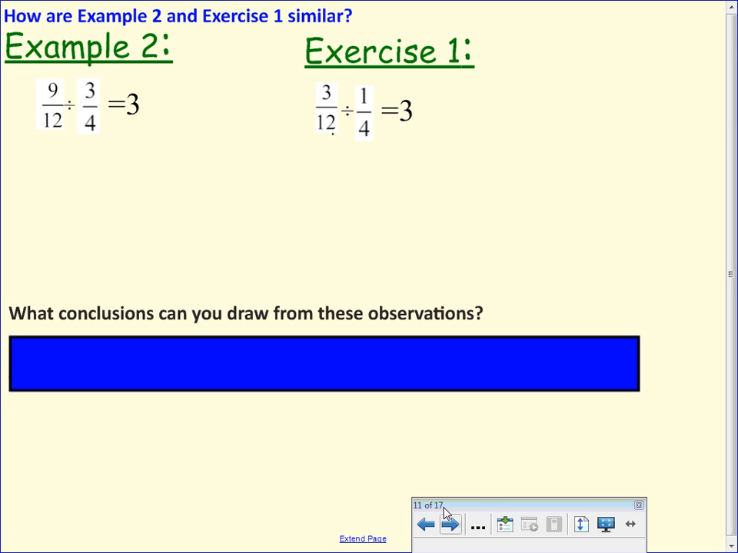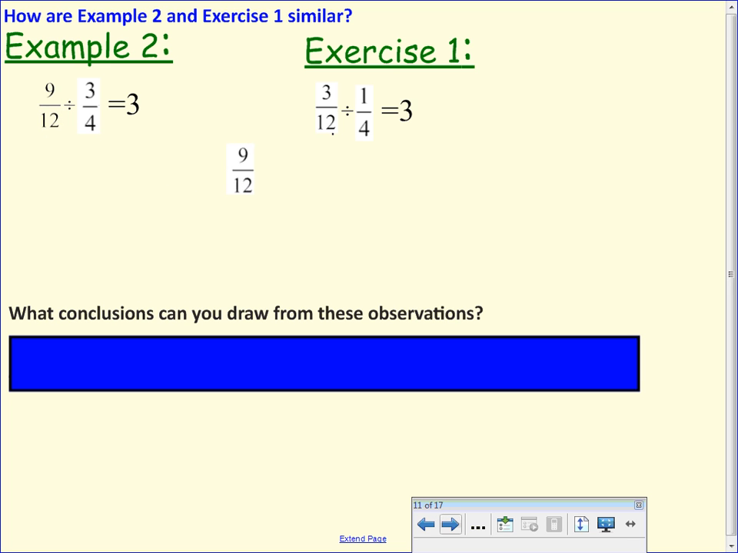So let's talk about that claim we made before about dividing the numerators. Example 2 was 9/12 divided by 3/4 equals 3. Exercise 1 was 3/12 divided by 1/4 equals 3. They both have the same quotient. Remember, quotient is the answer in division. So they both have the same quotient. I wonder how that happened. Well, let's take a look.